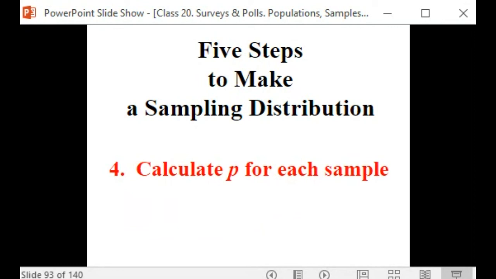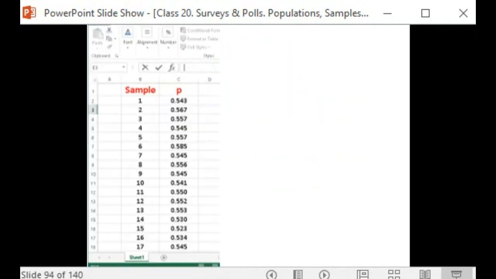Next, we have to calculate p separately for each of the 700 samples. So this will take 500 years or so because there are 700 samples and we've got to calculate p for each. Let's get started. Here are the first 17 samples entered in an Excel sheet. For each sample, the proportion of voters who plan to vote for Christina Green has been entered. The first column is sample numbers: sample 1, sample 2, sample 3, sample 4. The second column has the p for that sample. For the first sample, p is 0.543.